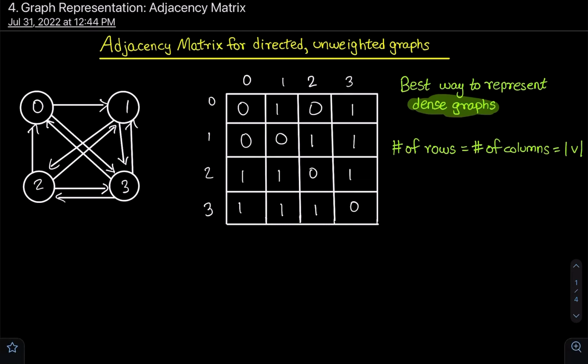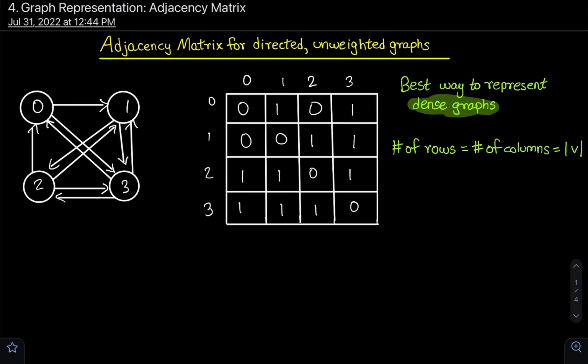In this video, we will be taking a look at adjacency matrix, which is a method of representing graphs in memory. So let's begin by taking a look at this directed unweighted graph. So the way this graph would be represented in memory is in a 4 by 4 matrix. But how do we know that it's 4 by 4?